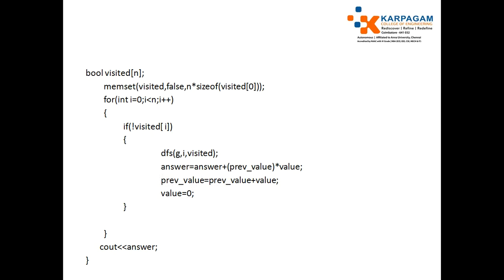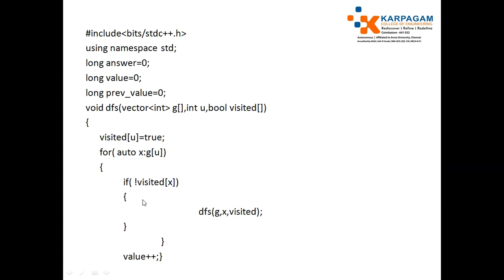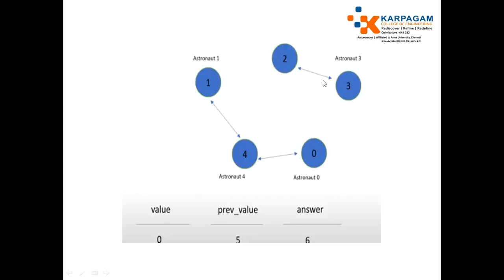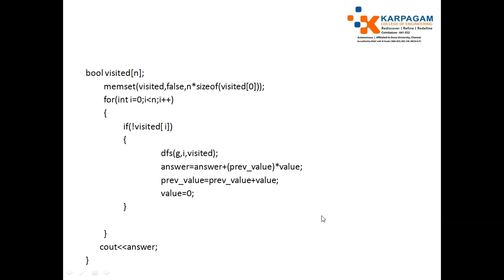Now again it will fetch the DFS components, and the recursive call will be done. When that has been done, these two nodes will be taken care of and visited. Accordingly, my previous value and answer will be updated. Once that has finished, your answer value will be 6, and it will come out and print the answer. For this particular problem, your answer is nothing but 6.